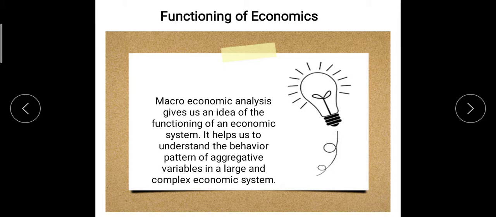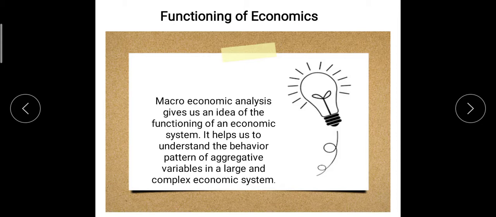Now the first point is functioning of the economy. What does functioning of the economy mean? You know the meaning of the word function. How our inner system is functioning, how our heart is functioning, how the liver is functioning, how the kidney is functioning. If one of them stops, what happens? Then disease occurs in the body of the human being.